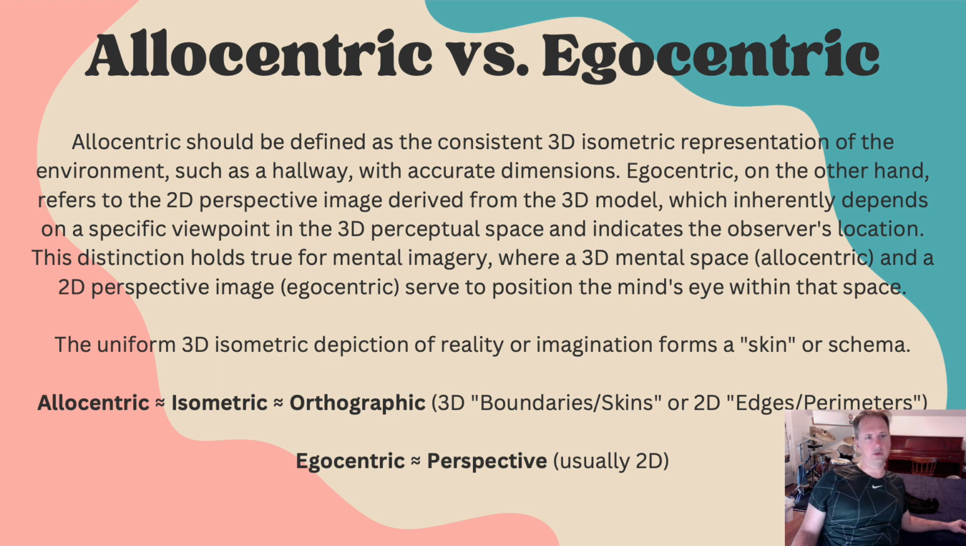This distinction holds true for mental imagery, where a 3D mental space, allocentric, and a 2D perspective image, egocentric, serve to position the mind's eye within that space. The uniform 3D isometric depiction of reality or imagination forms a skin or schema. So again, allocentric is similar to isometric, is similar to orthographic, 3D boundaries or skins, 2D edges or perimeters. Egocentric is similar to perspective, and it's usually 2D.